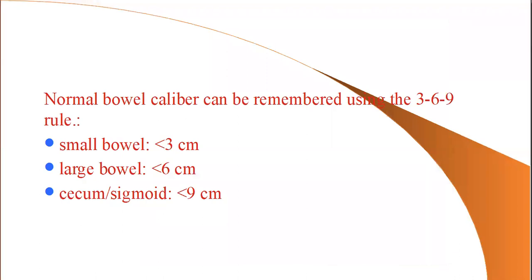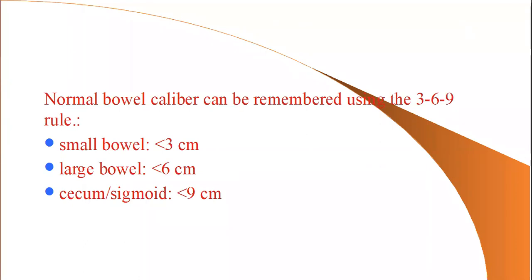Next is the caliber of the bowel. This rule is by and large standard. In barium studies, there is a small difference between CT enterography or enteroclysis and barium studies when it comes to the bowel caliber. Just check it out for CT and MR in the other textbooks. But this is by and large the standard way of standard measurements.